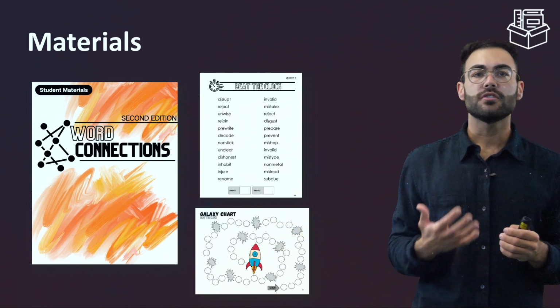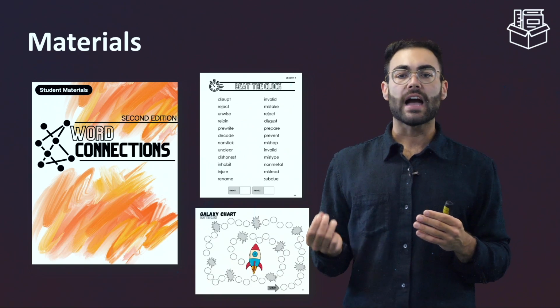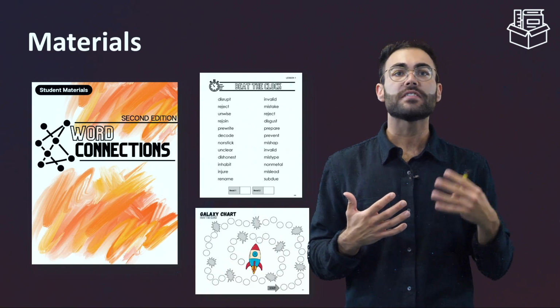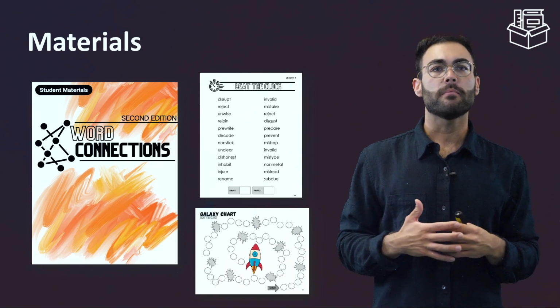The galaxy chart is used if students meet or beat their time, and they're going to add a sticker to each part on the galaxy chart. And at each blast, or every 5 stickers, they earn a prize. And this sort of serves as some positive reinforcement for the Beat the Clock activity.